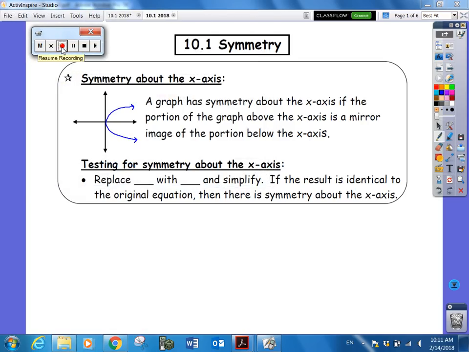This is review from Algebra 2, and the other half is kind of new stuff. The symmetry part of it, you have been able to look at a graph and tell if it has symmetry over the x and y axis, but now we're going to have 4 types of symmetry. The x-axis, the y-axis, the line y equals x, and the origin.